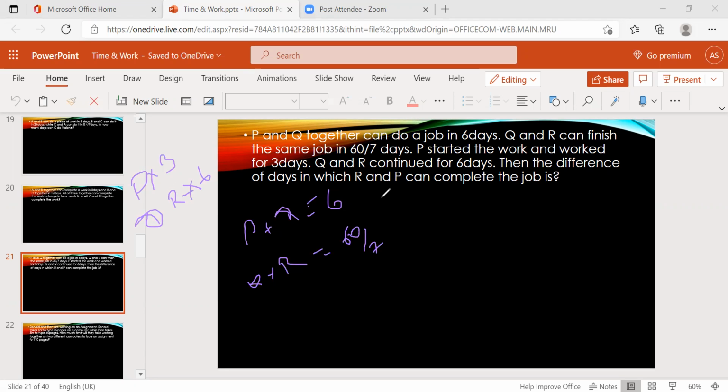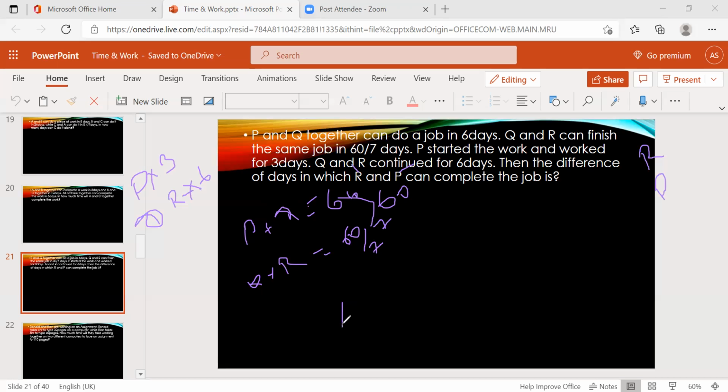So there, what they have given and what they're asking. See, they are asking the difference between R and P. That means we need to know R's individual work days and P's individual work days. Then only can you find this answer. Right. Now they have given P plus Q and Q plus R. So take the LCM, 60. So this is nothing but 10 and this is nothing but 7. We know the efficiencies now.